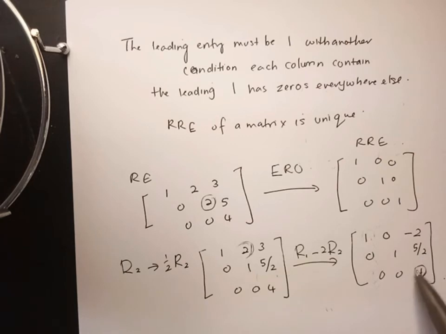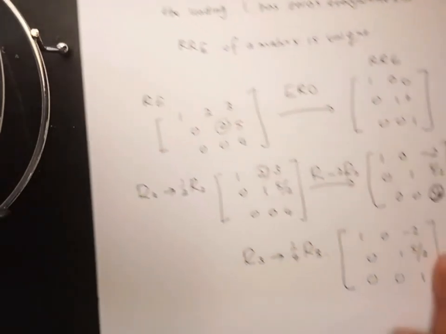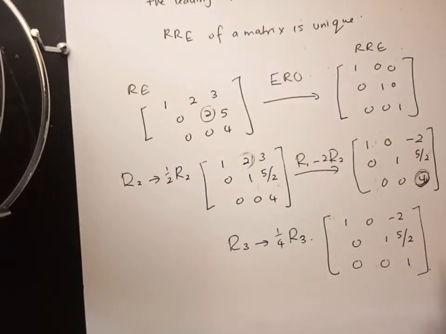This one must be set to 1, because this is the leading entry on the right side of the leading entry of the previous row. So row 3 must be divided by 4. So we have 1, 0, minus 2, then 0, 1, 5 over 2. Then 0, 0, and this one divided by 4 is 1. Since this is 1, we can make this 0 and this one 0.